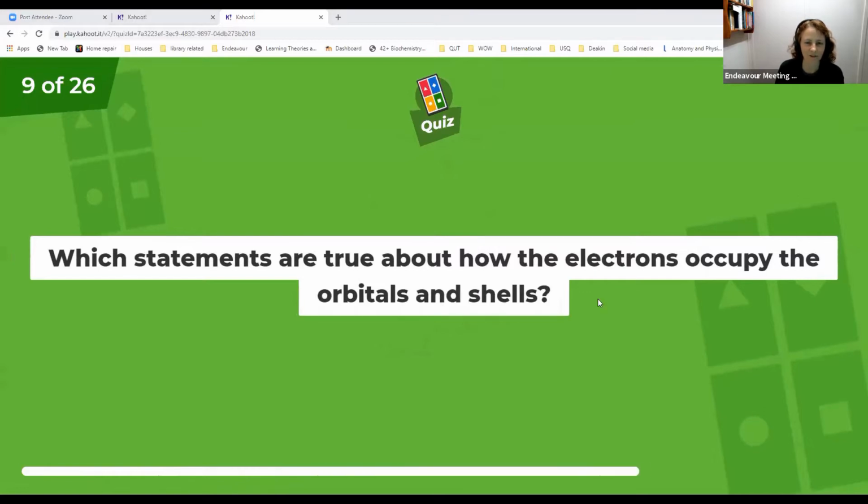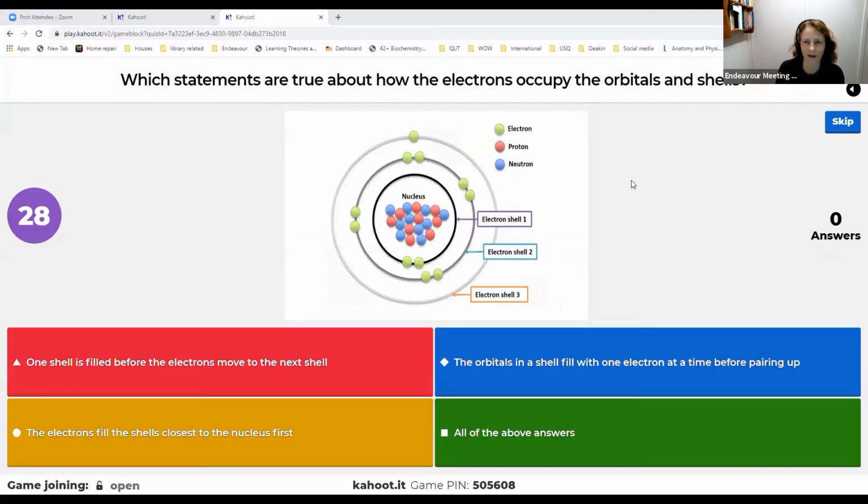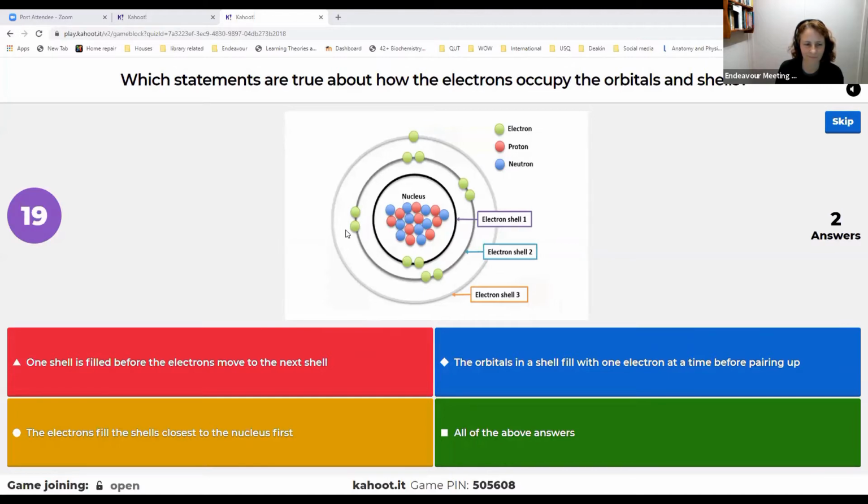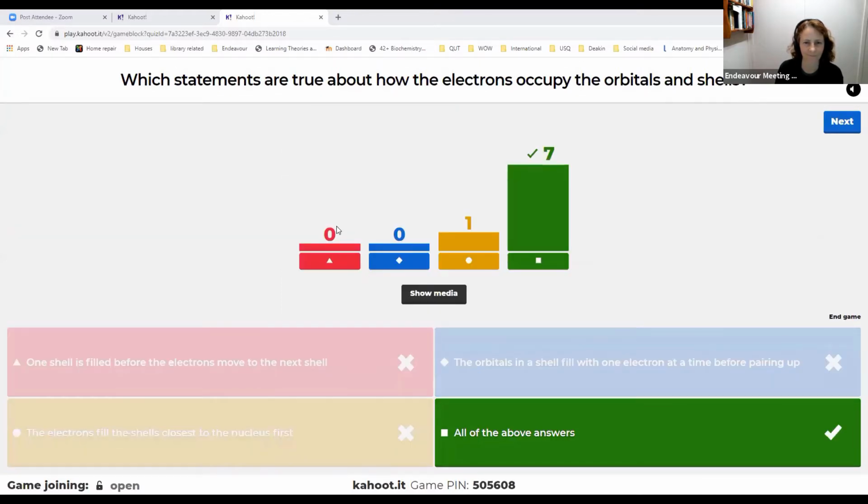So which statements are true about how the electrons occupy the orbitals and the shells? So 7 of you said that all of the above answers were correct, and 1 person said that only the electrons fill the shells closest to the nucleus first. So that statement, of course, is correct, but the others are also correct.